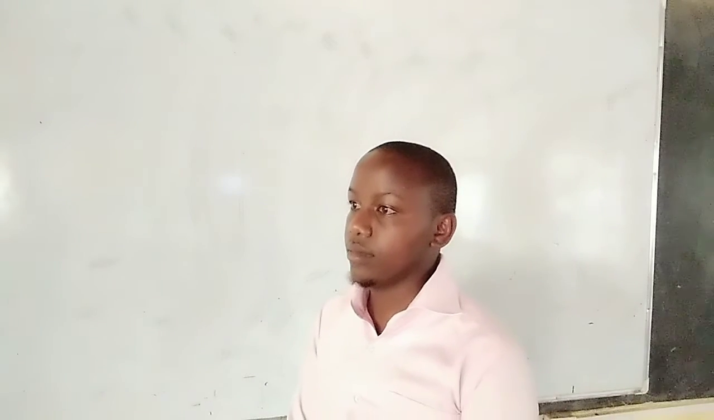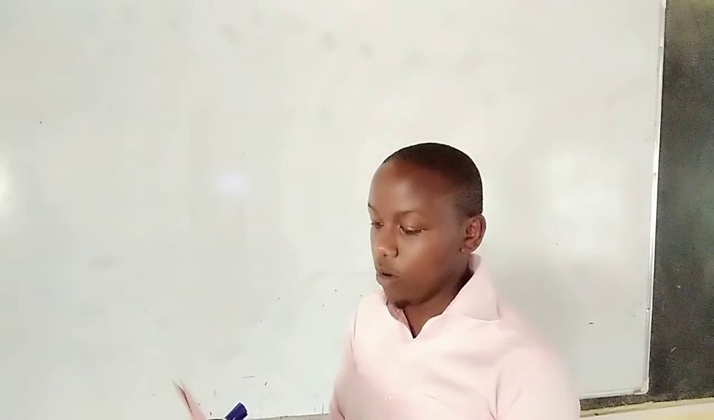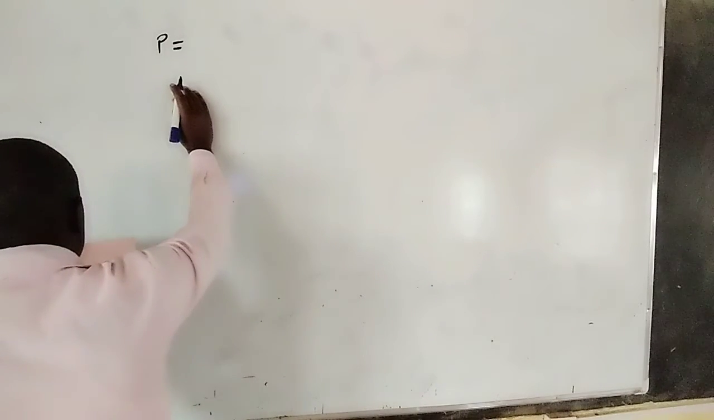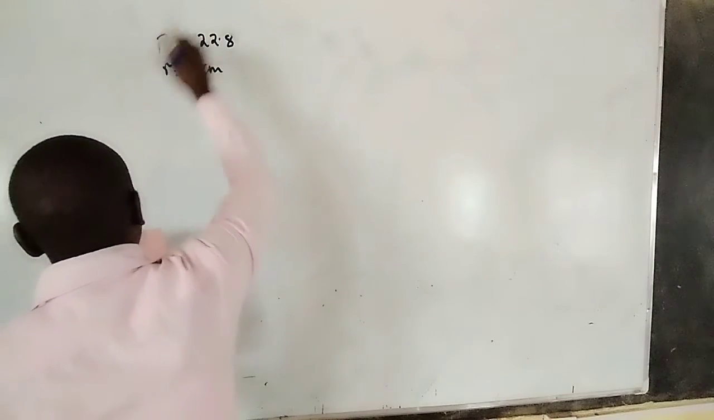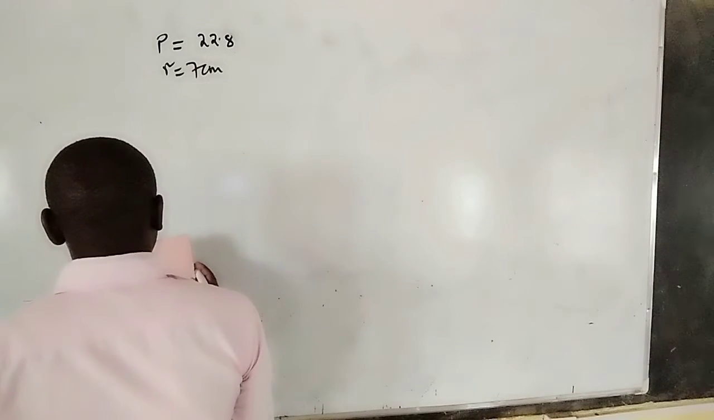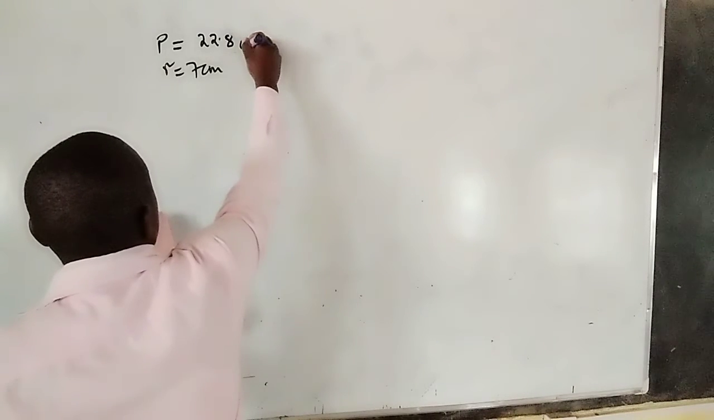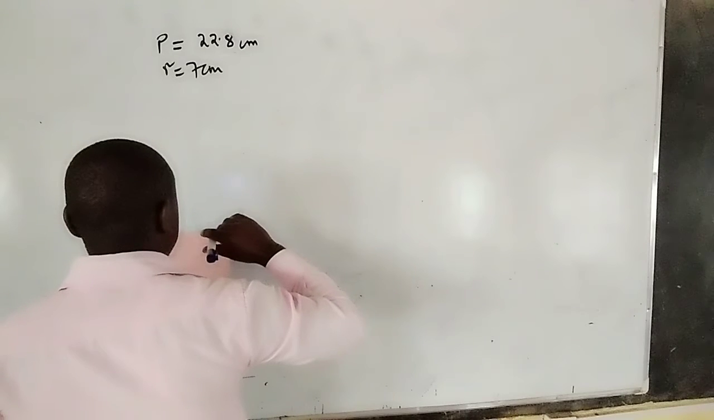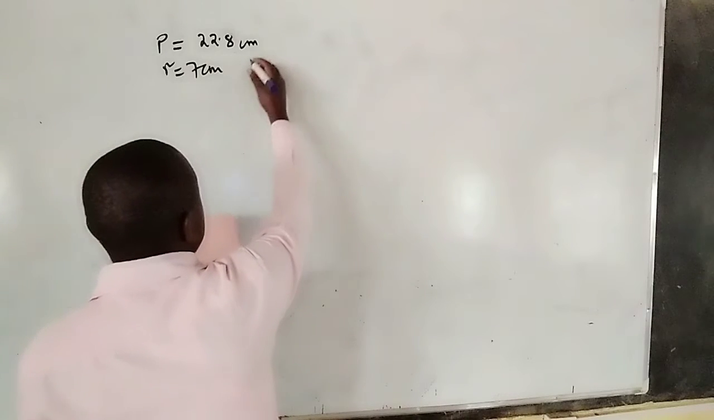Number 7. The perimeter of a sector of a circle of radius 7 centimeters is 22.8 centimeters. Then we are told to calculate the angle at the center of the circle, the angle subtended at the center by the arc.